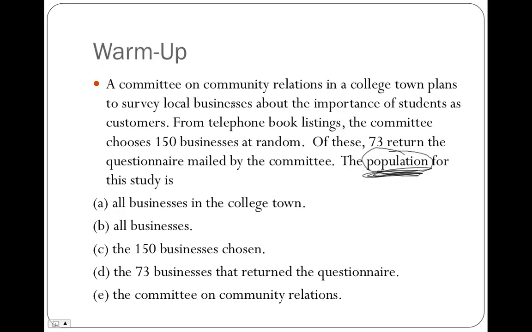Well, local businesses, okay? So it's not the 150 that were chosen. It's not the 73 that participated. Sorry, but it's certainly not the committee. And so it's either businesses or all businesses in this college town. Those 150 were chosen out of all businesses in this college town. So I would say the answer here is A.